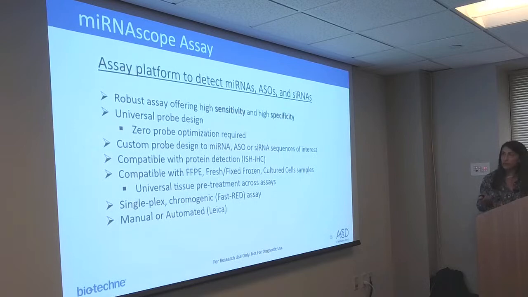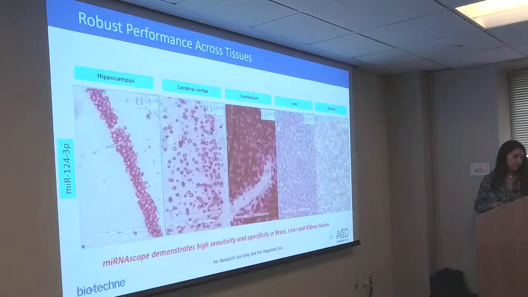We can make it so it's compatible with protein detection, and it will work with FFPE, fresh or fixed frozen, or cultured cells. You're going to get a readout that's fast red, so chromogenic, and if the expression is high enough, you could do a fluorescent readout on it. And it's robust enough, you can run it on an autostainer. Let's see, so this is miR-124-3p. We see its expression in the cerebellum where we're expecting it and not in the liver or kidney. So this is our way of saying to you, we can give you high sensitivity and tissue specificity as well.